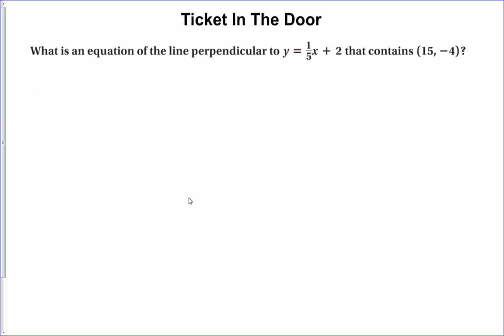Here's your ticket in the door. It says, what is the equation of a line perpendicular to y equals 1/5 x plus 2 that contains the point (15, -4)? So feel free to use your notes, look back in the video if you need to.